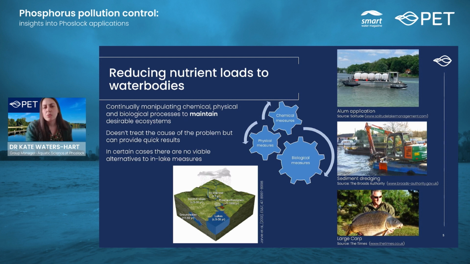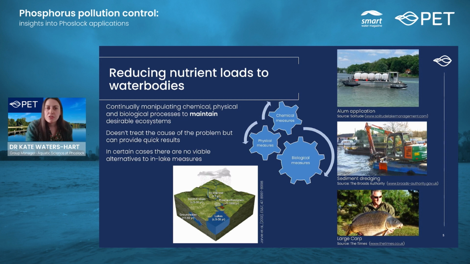You also have physical measures such as aeration, which is providing oxygen-rich water to the sediment-water interface to prevent phosphorus release from iron and manganese bound complexes. However, as soon as you switch that off, unfortunately, you can get anoxic conditions again, no oxygen, and that will continue to release phosphorus from the sediment. So that's a continuous measure that would need to be in place, and as soon as you turn it off, your problem begins again.